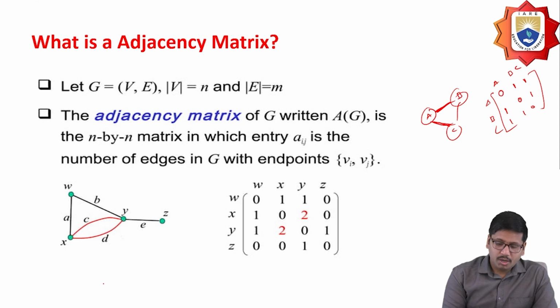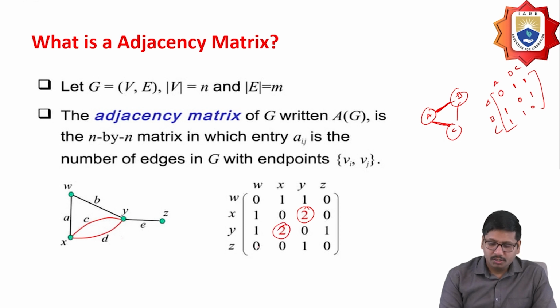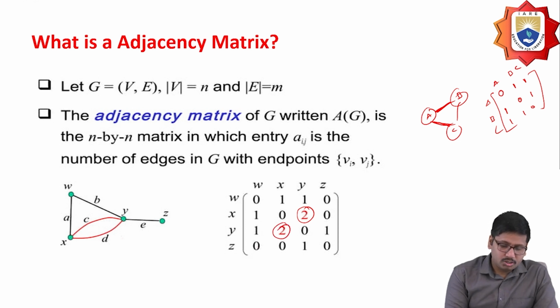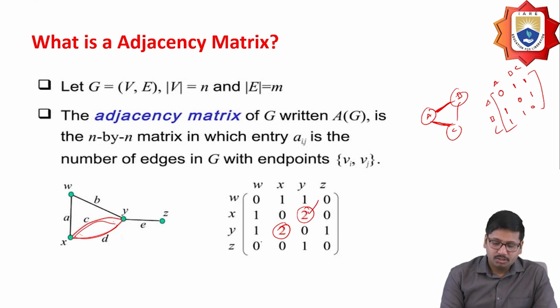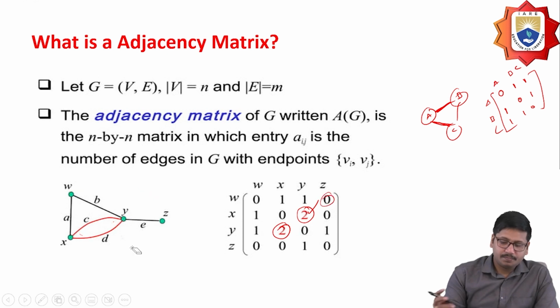Suppose I have multiple edges in the graph, then I can represent 2 here. So from x to y, I have 2 multiple edges between them, so I mark it as 2. Similarly, y to x is also 2. If there is no edge from W to Z, I mark it as 0, right?